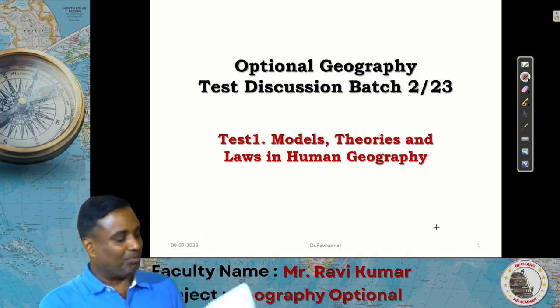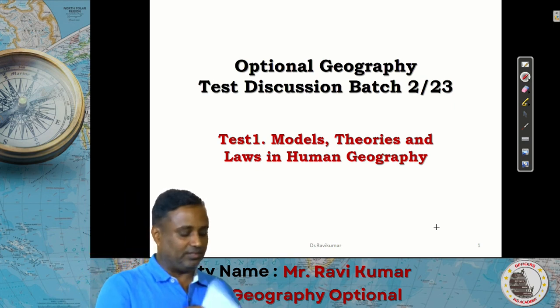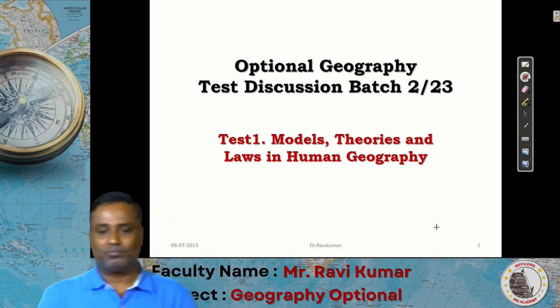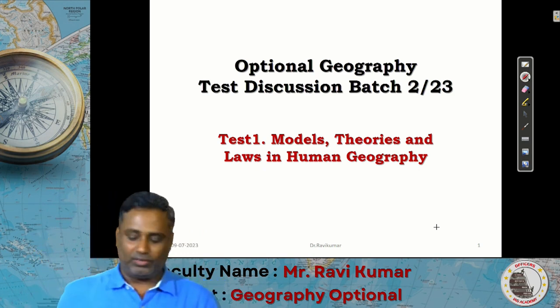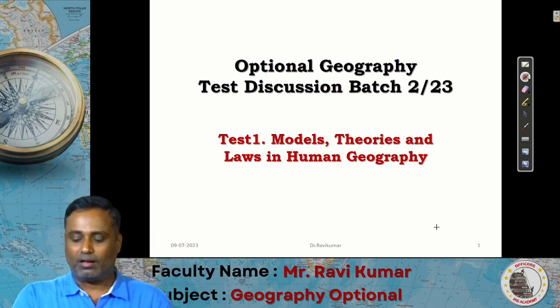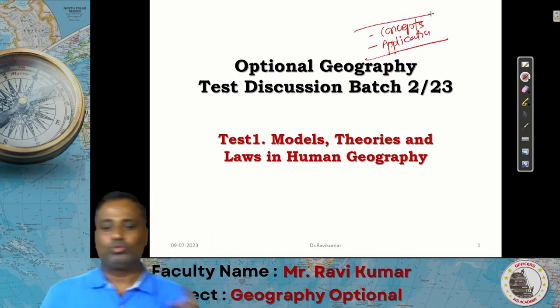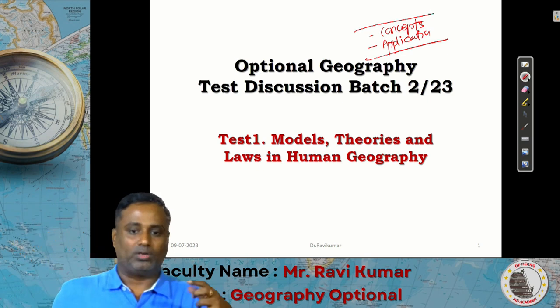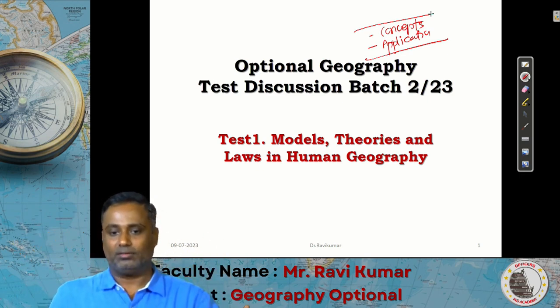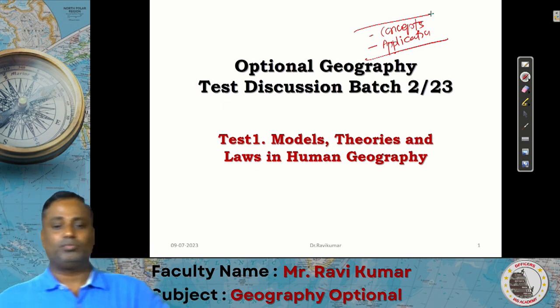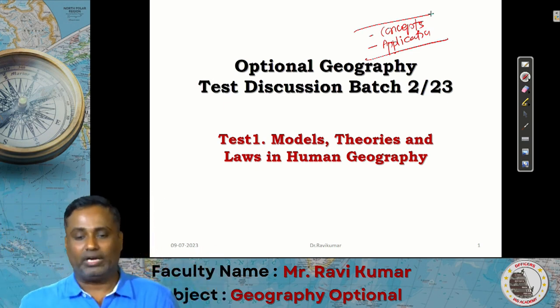Normally when we are going into the models and theories, there are two types of questions that will come. Number one, they will start with the conceptual answer, concepts, right? Second one is application. So they ask two types of questions. They go to the concepts, what the person is saying. Second, how they can apply the concept to some other area. That's the two kinds of questions.